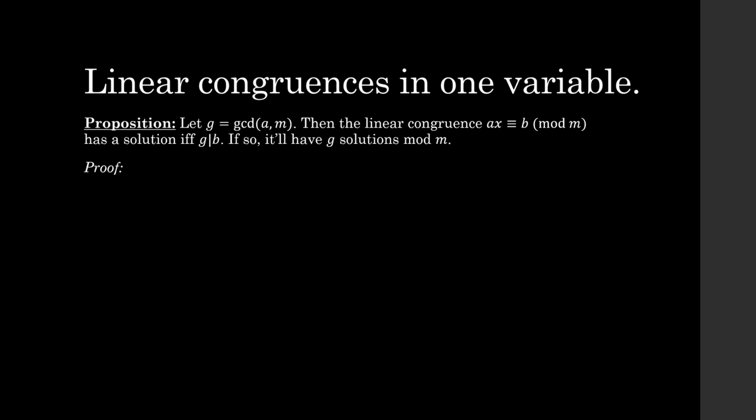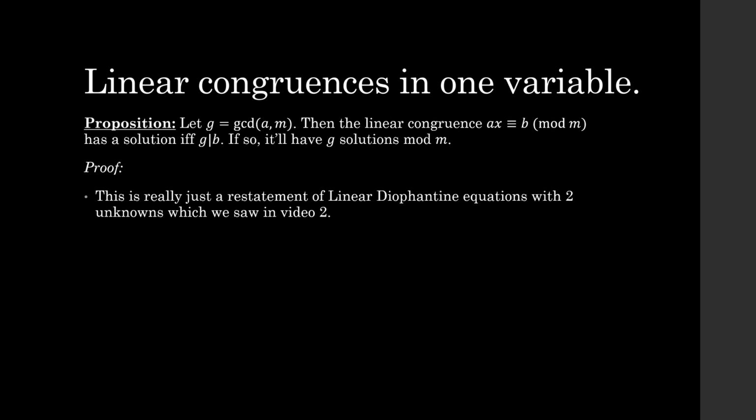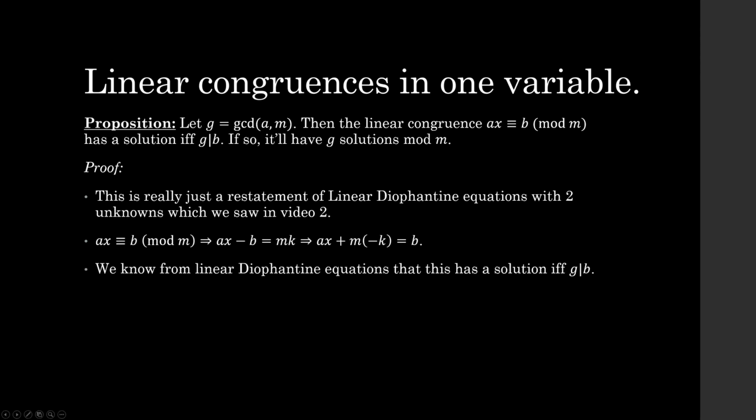To see why this has to do with linear Diophantine equations, we're going to rewrite it a little bit. As I said, it's just a restatement. We have that ax is congruent to b mod m, and that implies that ax minus b is equal to mk, because that's the definition of congruences. And that implies that ax plus m times minus k is equal to b. Here I'm applying the definition, and then I'm just rearranging.